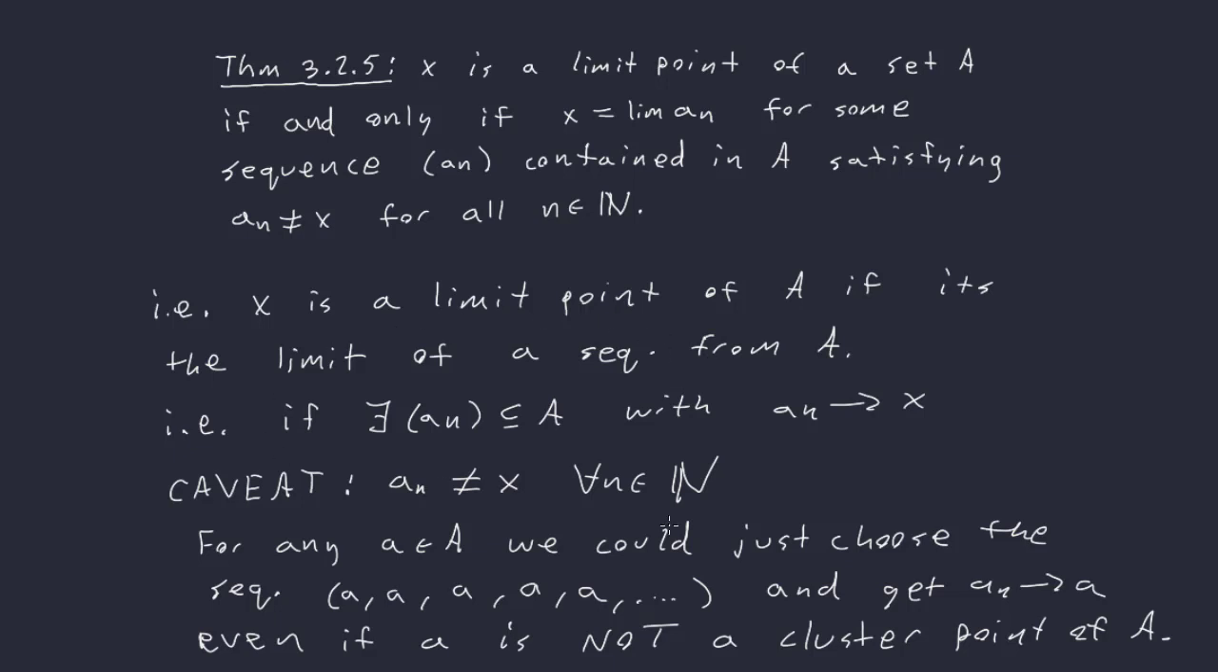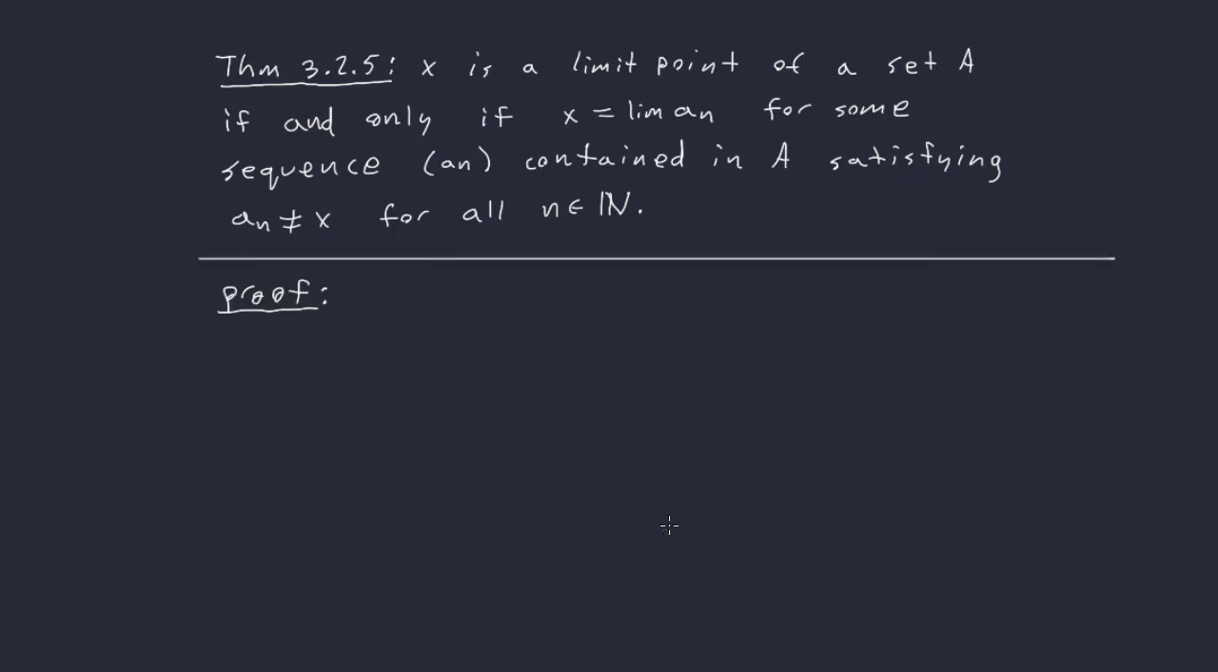And I'm going to clean this up first. Okay, so to prove this, we need to do both directions. This is an if and only if. So we're going to start with this first direction, and we'll let x be a limit point of a set A. Okay? So that means for all epsilon, the epsilon neighborhood around x also intersects a point from A.